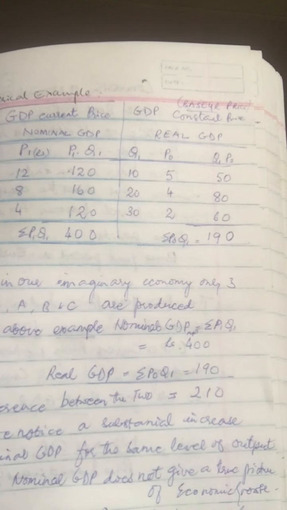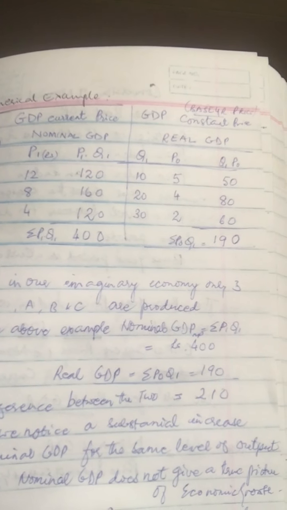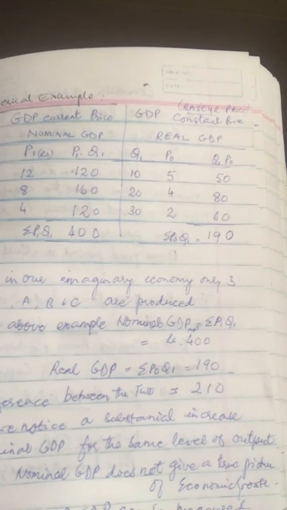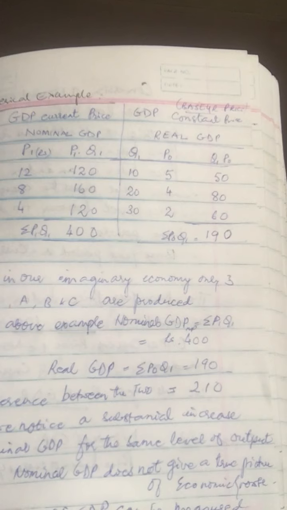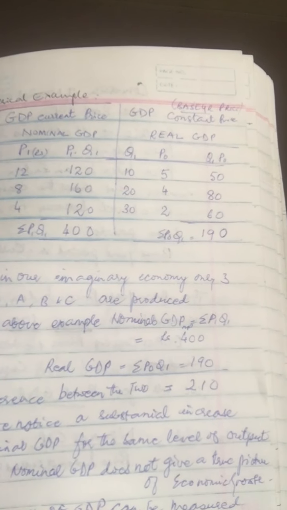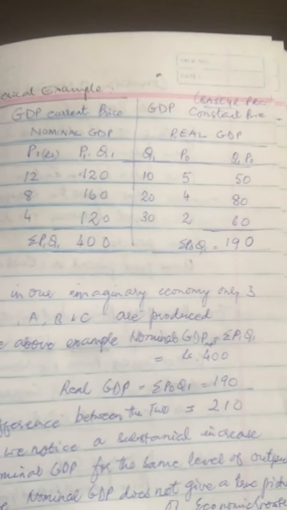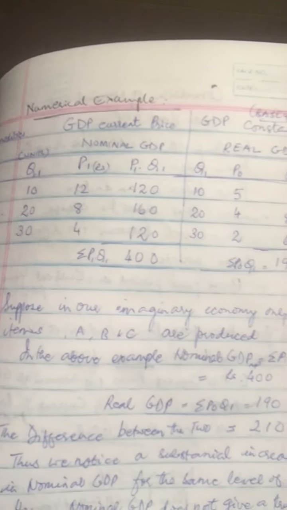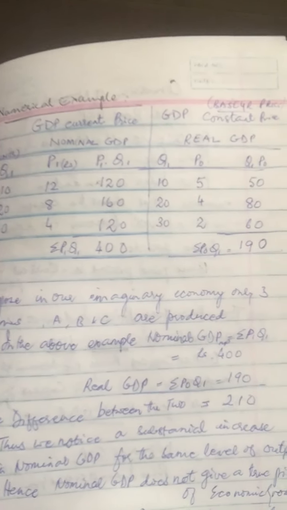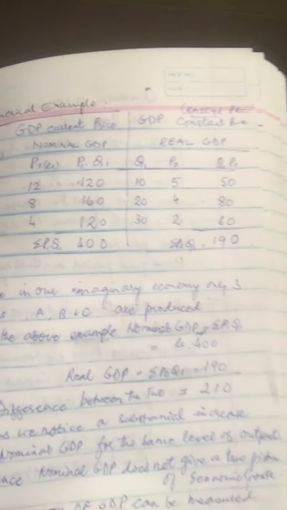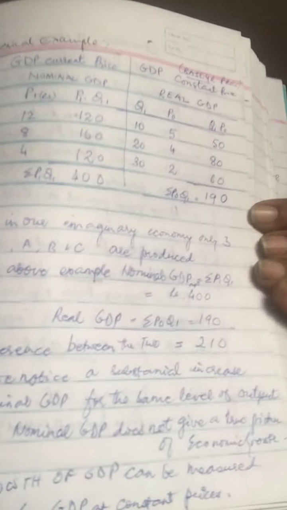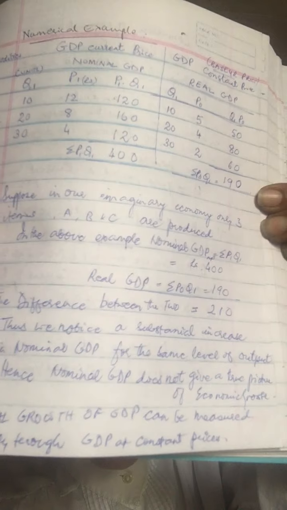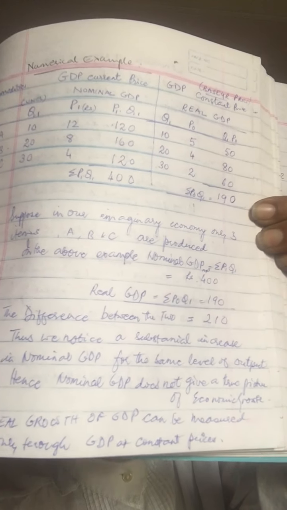That's how we see that the nominal GDP does not give the true picture of economic growth. Real growth of an economy can be measured only through GDP at constant prices. And then later on we're going to study conversion of nominal GDP into real GDP after this example that we've seen. Okay.